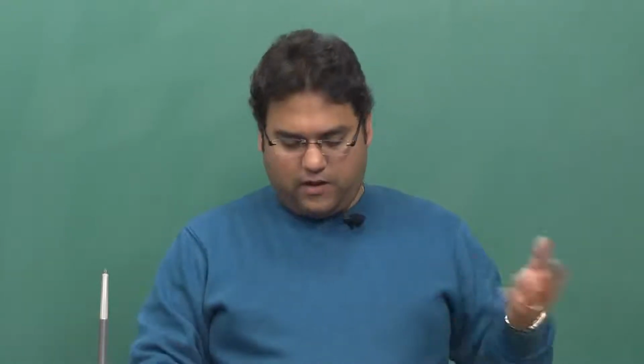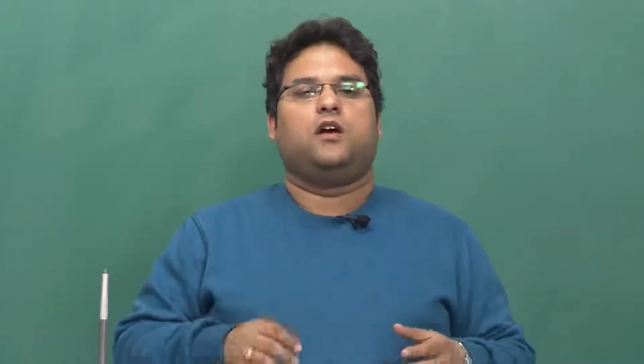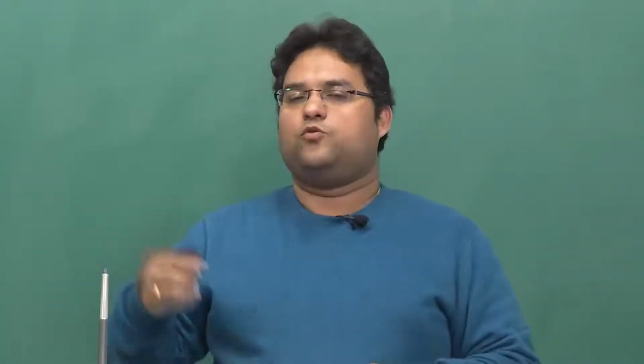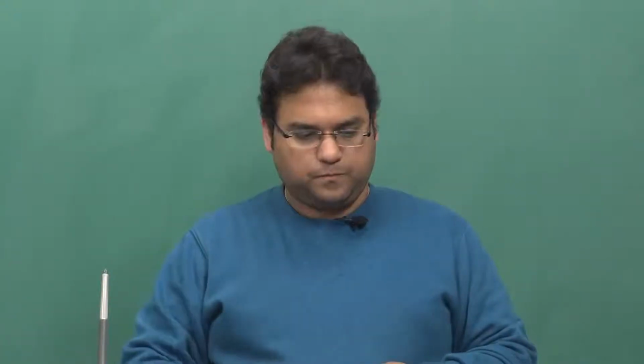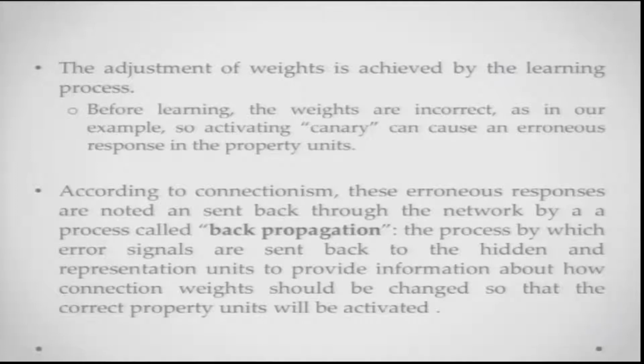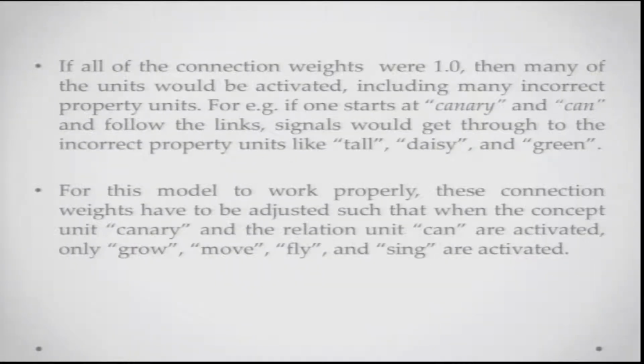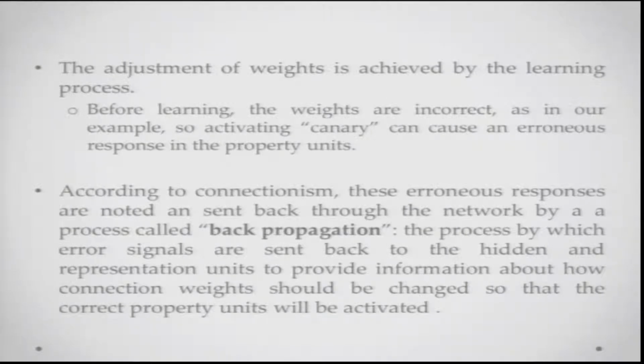I was talking about how, if the connection weights were 1, everything is going to get activated and lead to so many incorrect outputs. To achieve the correct connection weights, it has to happen by a process called learning. Before learning, the weights are obviously incorrect. As in our example, we showed that canary and can cause erroneous outputs like tall, daisy, etc. Now I am going to talk about how learning is going to happen. According to connectionism, these erroneous responses like the ones we just saw are noted and they are sent back through the network by a process called backpropagation.